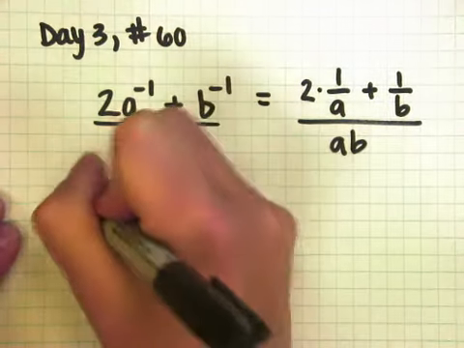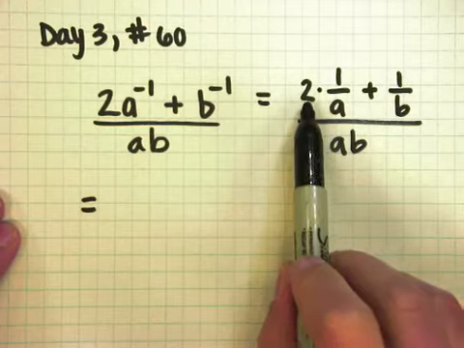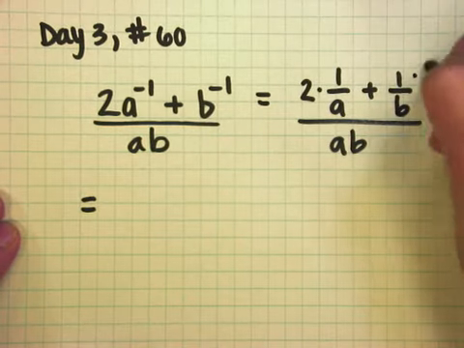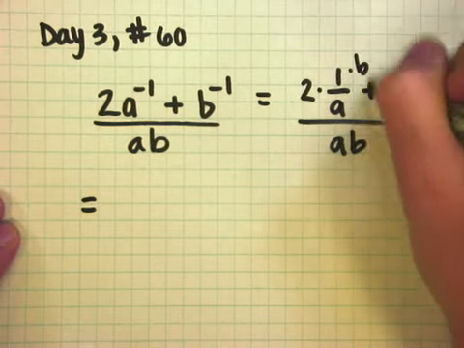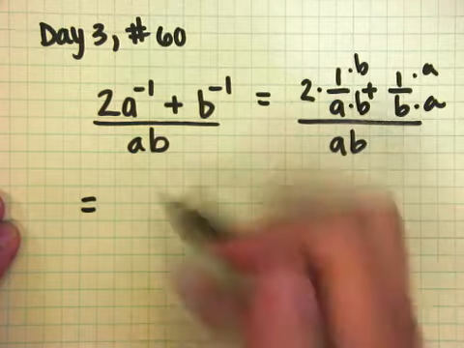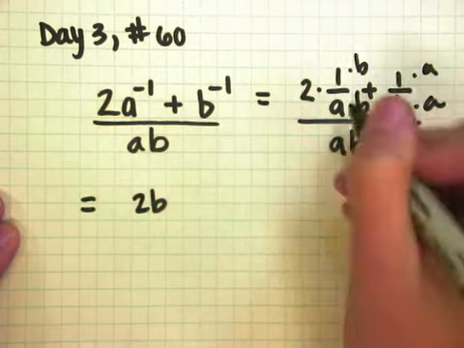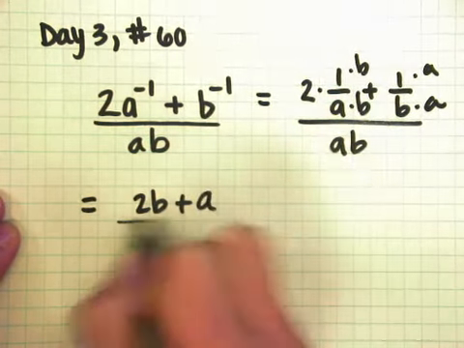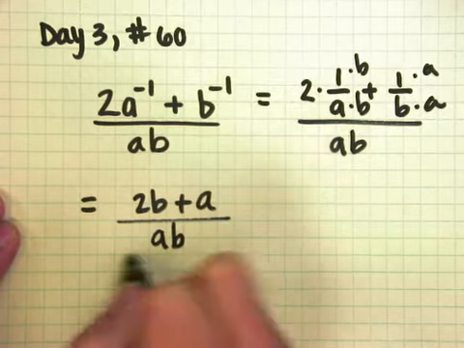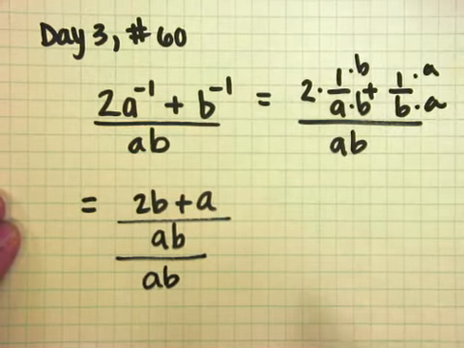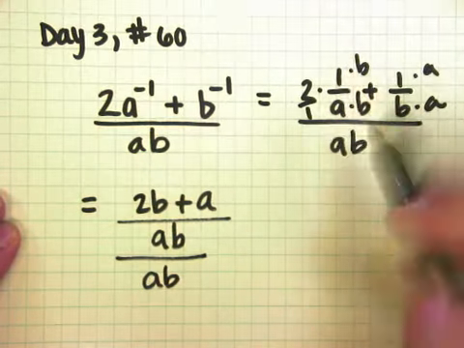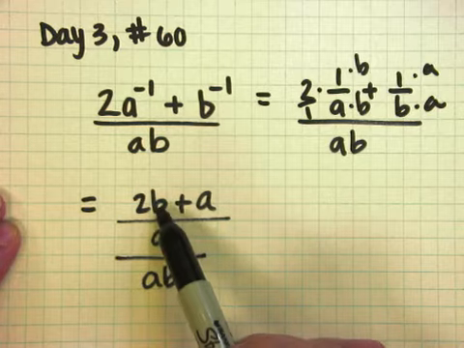When you do that, you need a common denominator. So I know I've got a on bottom here, so I'm going to multiply top and bottom by a and top and bottom by b. So on this fraction, I get 2b plus a over the common denominator ab, and then it's all over ab. This is because it's 2 over 1, so I can multiply 2 times 1 times b to get 2b.